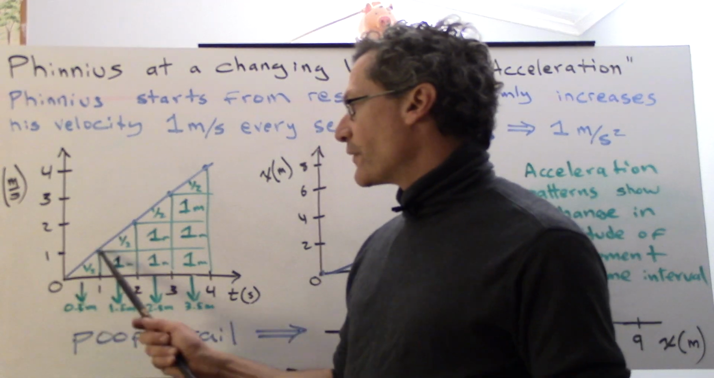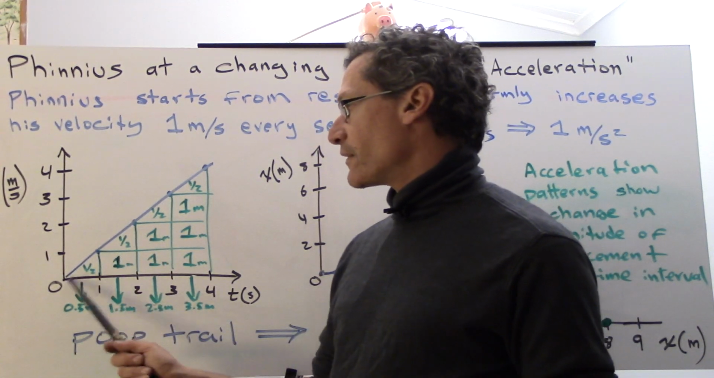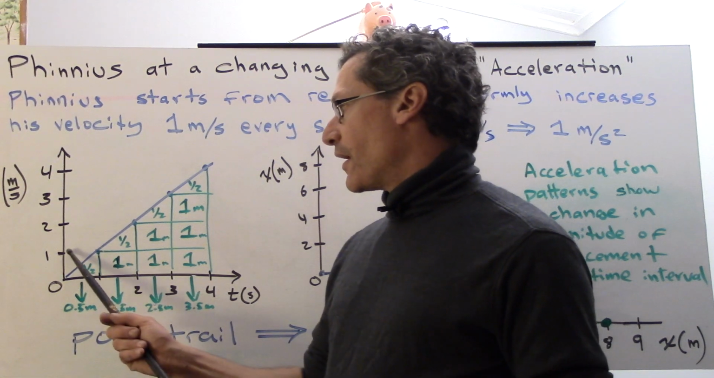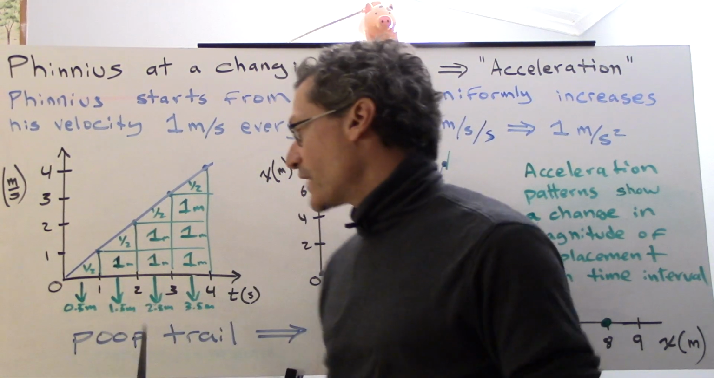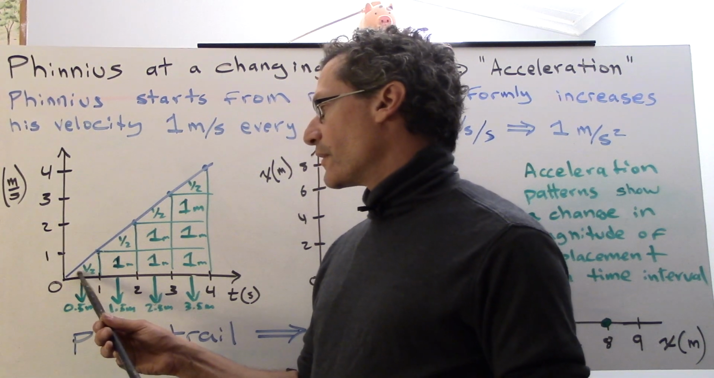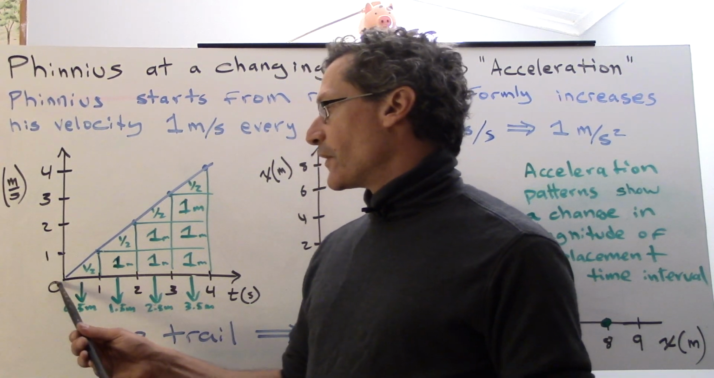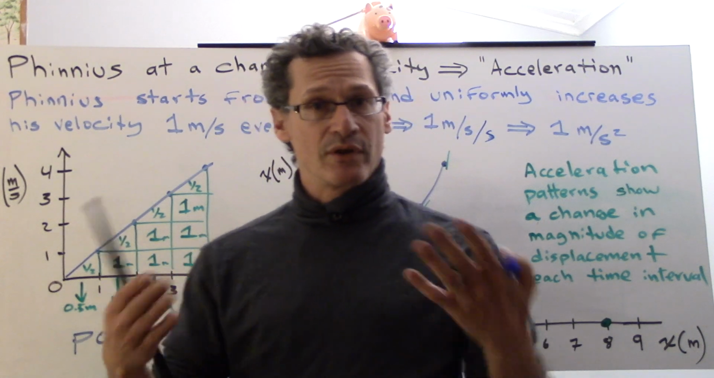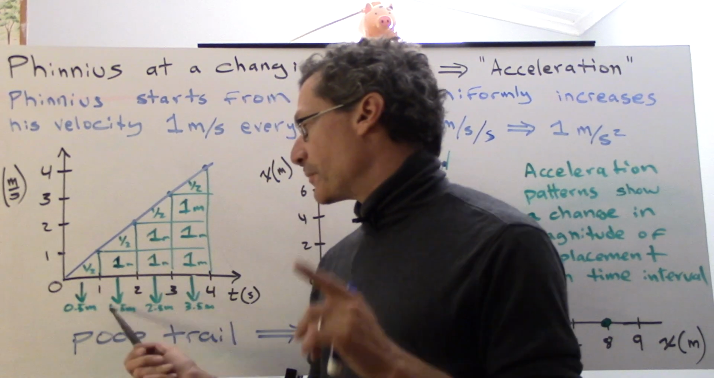So here we've got this shape, it's called a triangle. And if we take this area here, it's 1/2 base times height. So 1 times 1 times 1/2. And the area of this triangle is 1/2. So from 0 to 1 seconds, Phinnius would move 1/2 a meter.